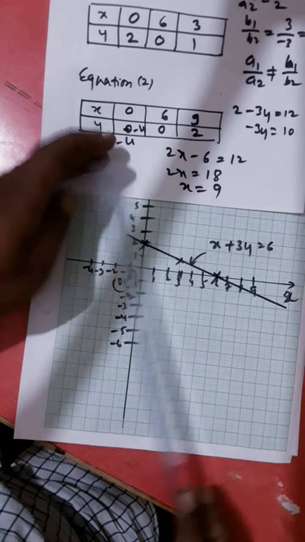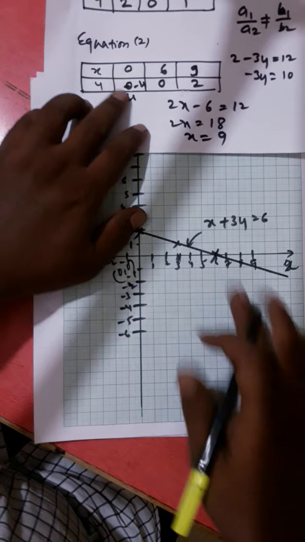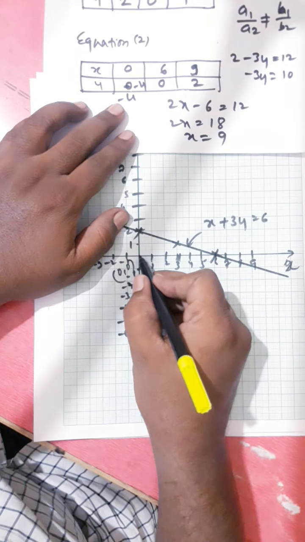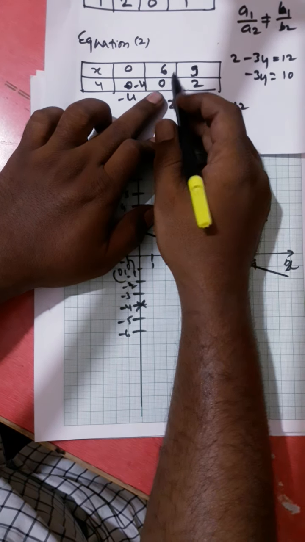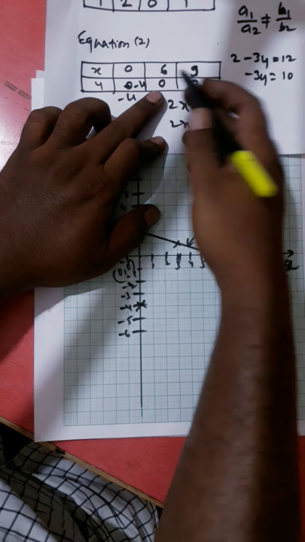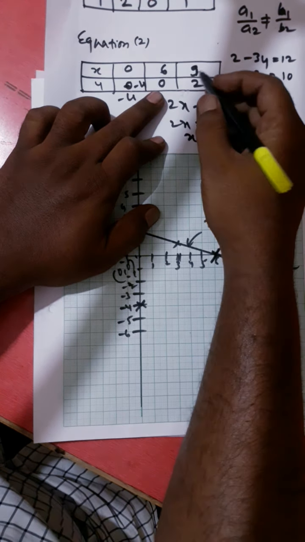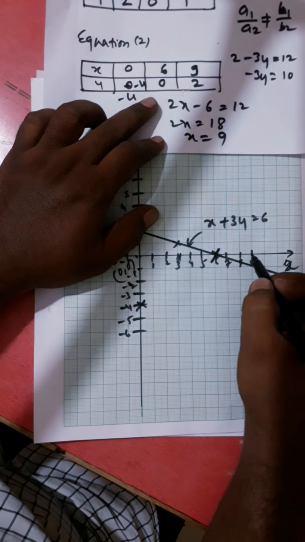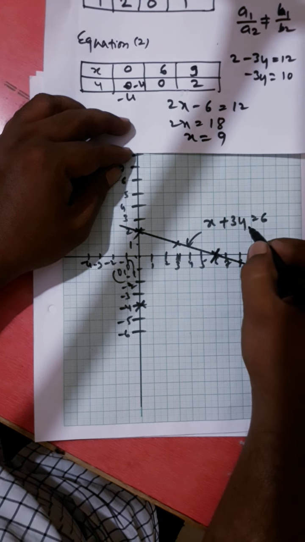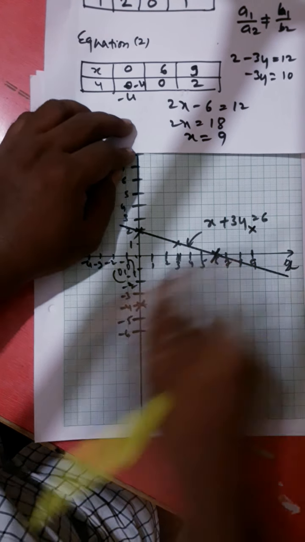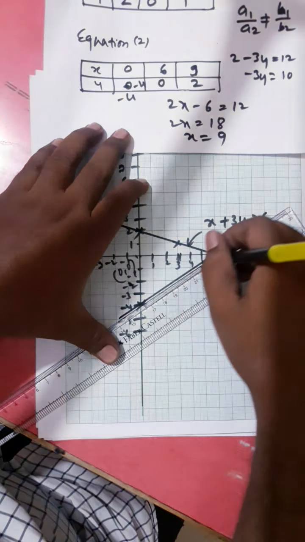Then what about the second line? You see, second line, 0 comma minus 4, x 0, y minus 4. Then 6 comma 0, x is equal to 6, y is equal to 0. One more, then x is equal to 9 here, y is equal to 2. It is here, 9 2. Then by joining these 3 points I will get one more line.